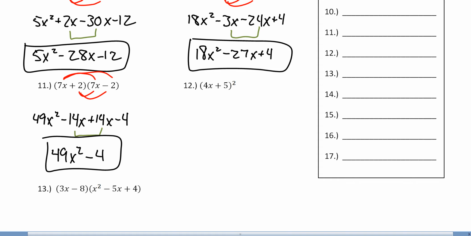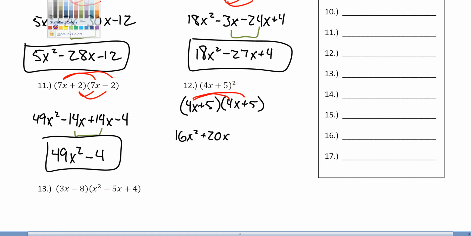Okay? If I have a binomial squared, I need to write the binomial twice. I can't just square each piece. I have to write 4x plus 5 times 4x plus 5. And now I use that distributive property that I've used in the previous couple examples. I distribute the 4x to each of these. That gives me a 16x squared plus 20x.